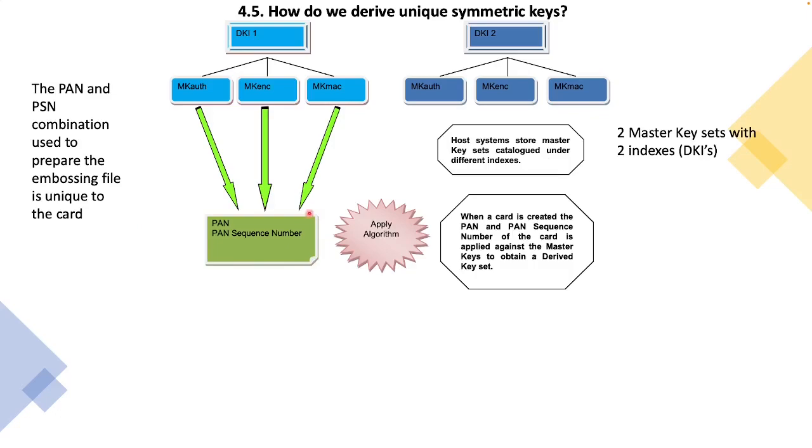When we are personalizing or originating a card, for each card record we will take the PAN and the PAN sequence number. We'll apply the PAN and PAN sequence number to an algorithm using these key sets. Remember, the PAN sequence number is unique to each card, which means that every single key we derive using this method will be unique to that particular card.